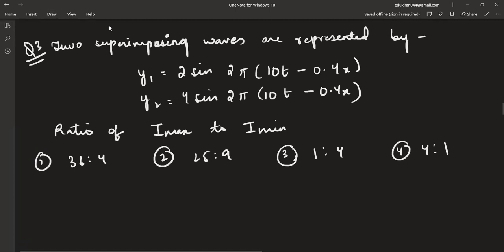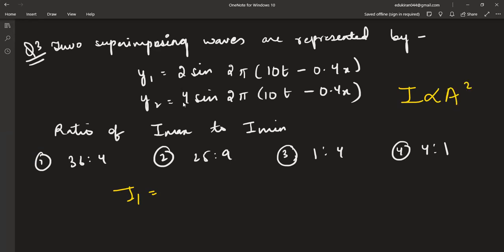Two superimposing waves are represented by y1 is equal to 2 sine 2 pi (10t minus 0.4x), y2 is equal to 4 sine 2 pi (10t minus 0.4x). I'll give you time to write it down. Right now, don't write it. See, we have to find out the ratio of I maximum to I minimum. First thing, what is I1? I have told you intensity is directly proportional to the square of amplitude.